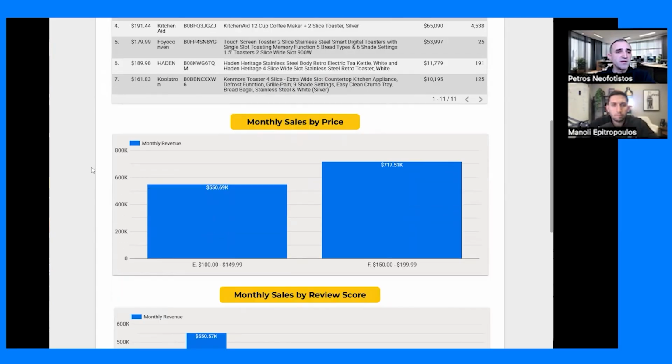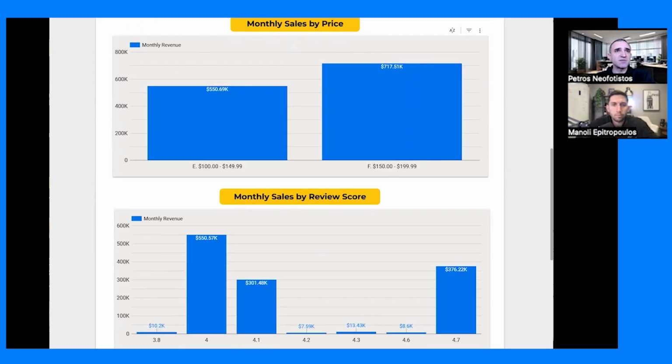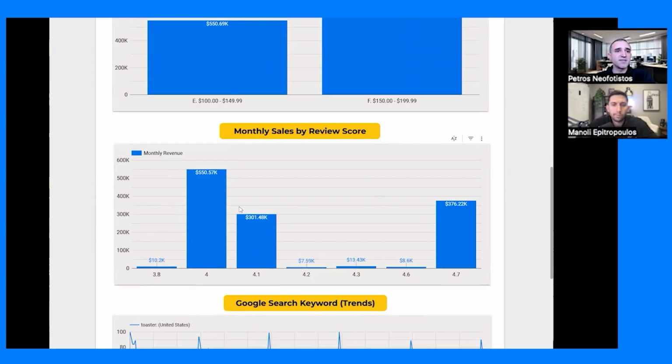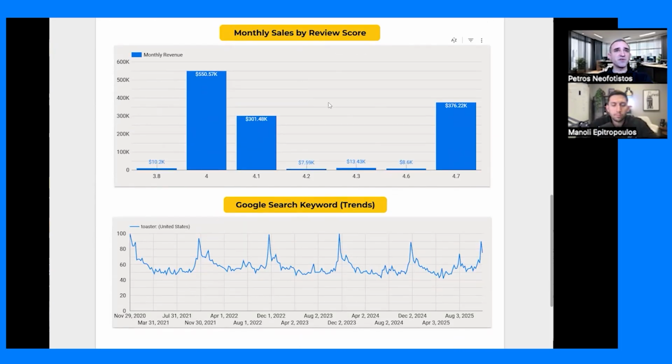Another thing you really want to look at, we have some other analyses here, monthly sales by price, monthly sales by review score. This review score is a really important thing to think about: where are your competitors as far as their reviews? So if you have a product that has been growing in market share, and you want to know, is it going to continue to grow or is it going to hit a wall? A review score here is a really good place to understand where you're at.